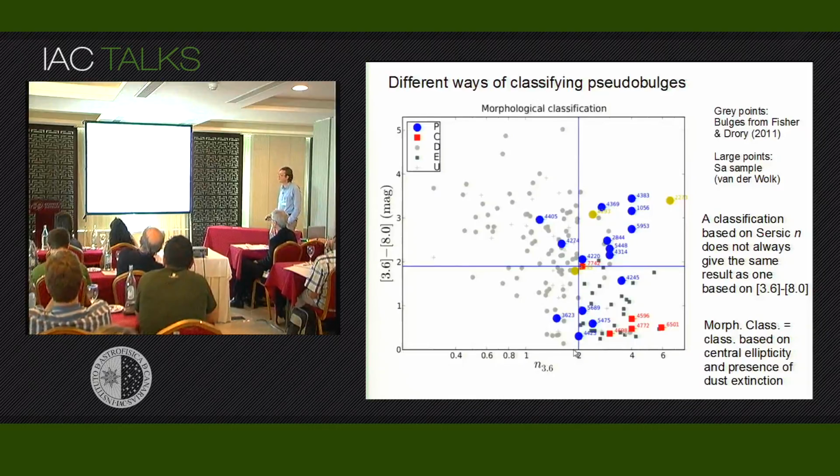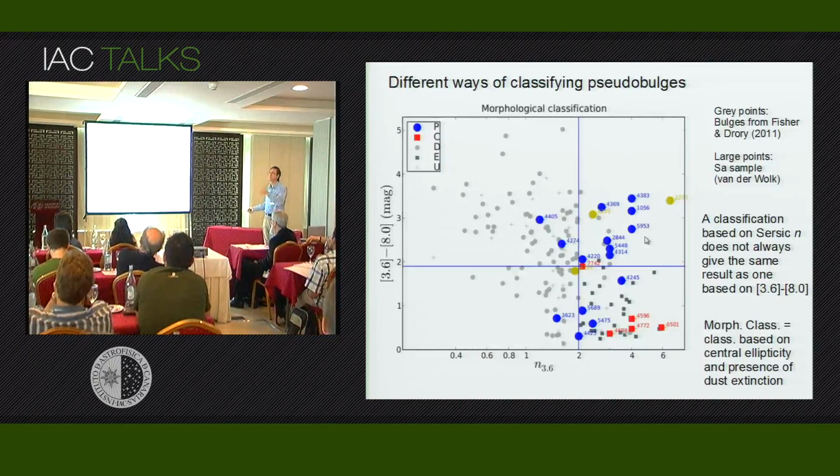So this is Fisher and Drory, and the combinations have looked at ways of classification of bulges in terms of pseudobulges or classical bulges. And they did it first classically with the Sersic index n, and they say everything below 2 is a pseudobulge, and then later they did it with 3.6 minus 8. In principle, these 2 methods should be the same, so you should have a line there, you should have nothing here, nothing here.